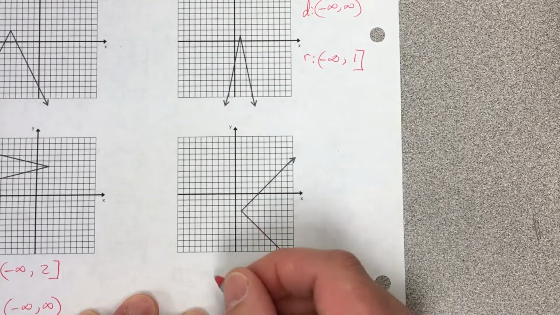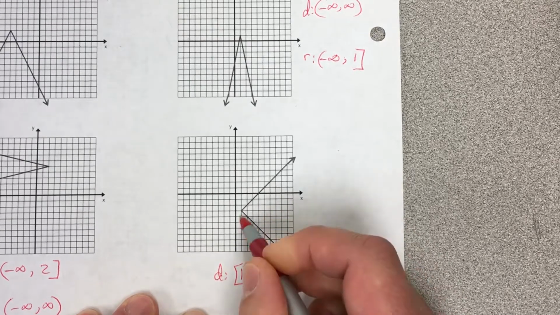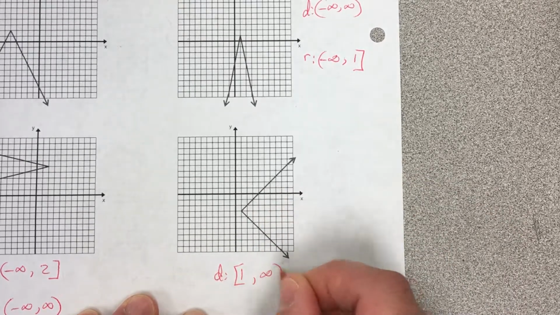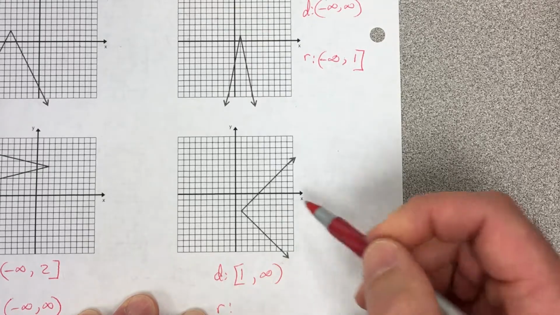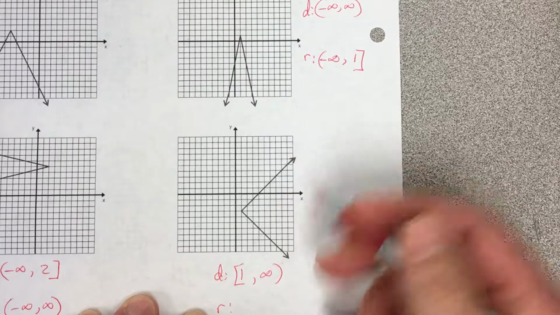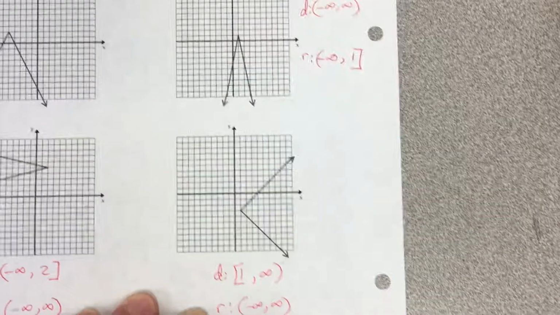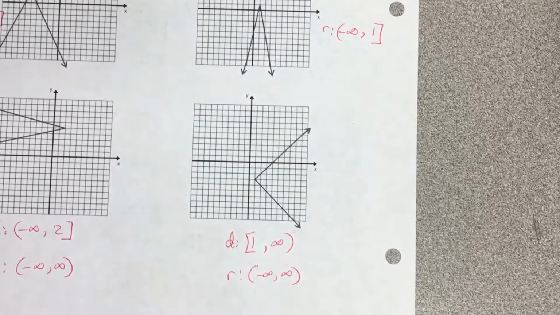My smallest x value is 1. My biggest x value is infinity. My smallest y value is negative infinity. Biggest is positive infinity. Negative infinity to infinity, or all real numbers.